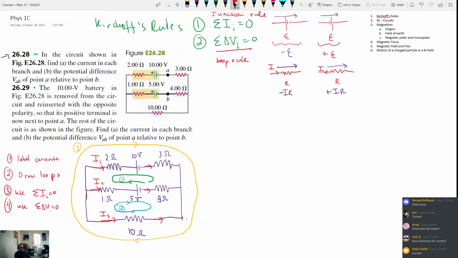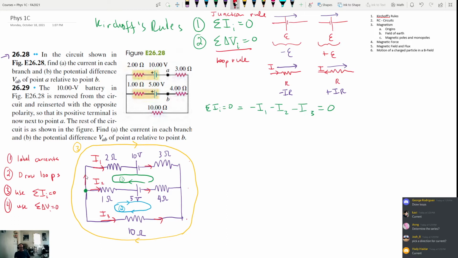Let's pick a junction to do the currents for. Let's choose this junction right here. You can't choose a corner. You have to choose a place where the currents all meet. Now, from this junction, all 3 of my currents are going out. So my equation here is going to be negative I1 minus I2 minus I3 is equal to 0. I'm making all of them negative because they're all going out of the junction.